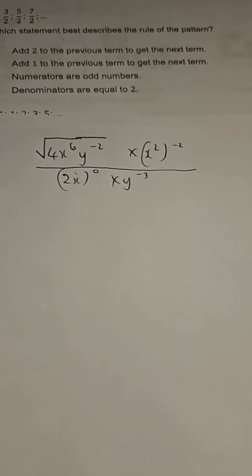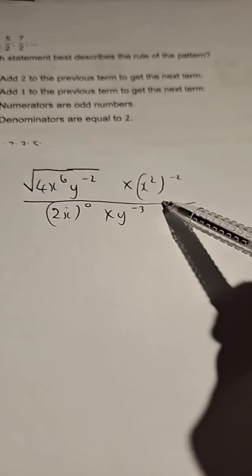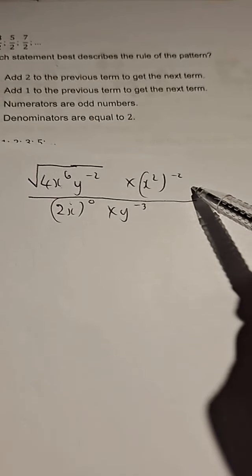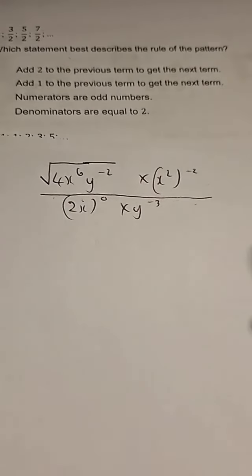Right, 2x all raised to the power 0 times y all raised to the power -3. Once again, our laws are needed here. But let's check this out. In the numerator, the relationship is multiply. In the denominator, the relationship is multiply. There's no addition or subtraction, so that makes life very easy.